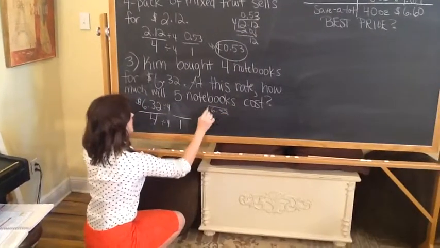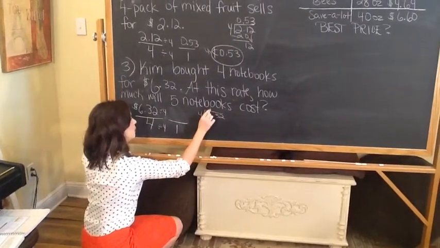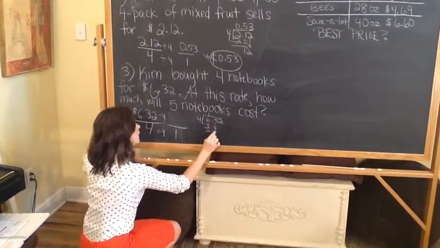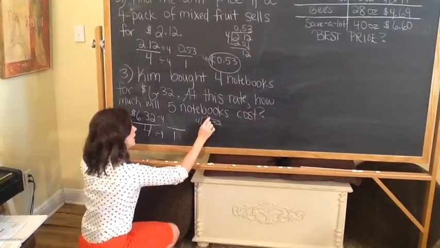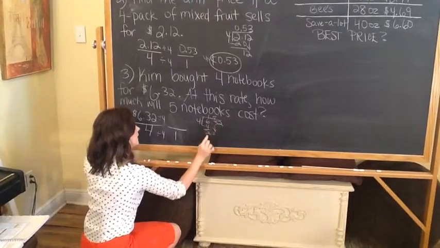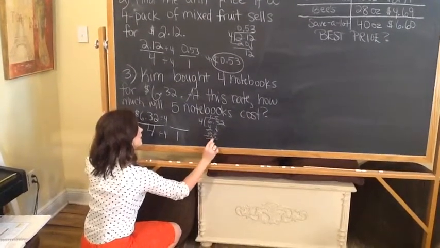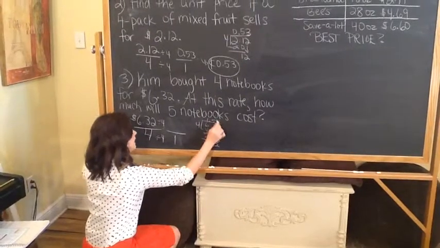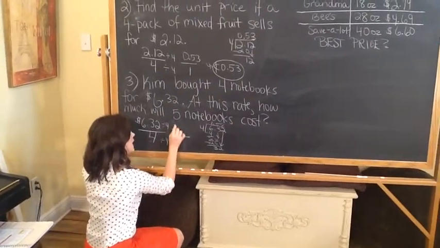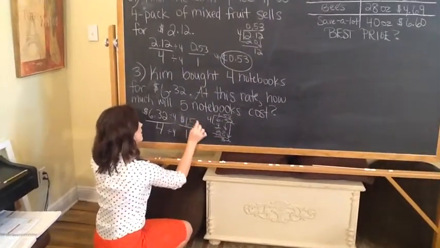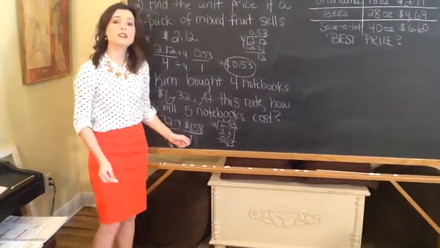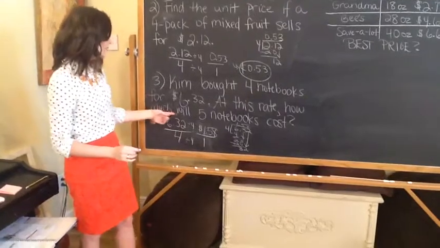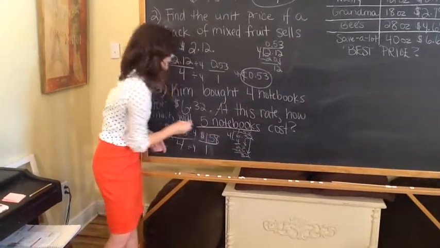$6.32 divided by 4. 4 goes into 6 one time, and then we're going to have 2. Then we bring down our 3. 4 goes into 23 about 5 times, and that gives us 20. Minus, we get a remainder of 3. Bring down our 2. 4 goes into 32 exactly 8 times. So right now we know that each notebook costs $1.58. But we're not done yet, because it wants us to know how much 5 notebooks are going to cost.